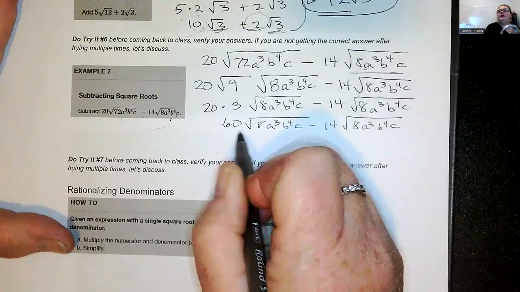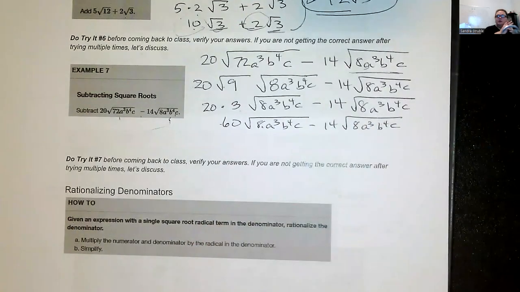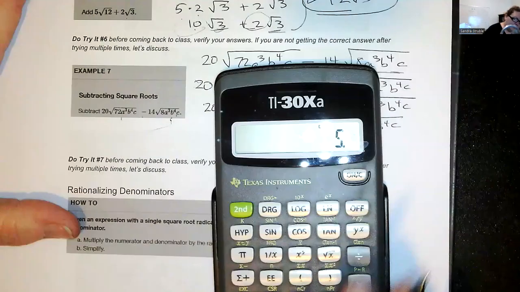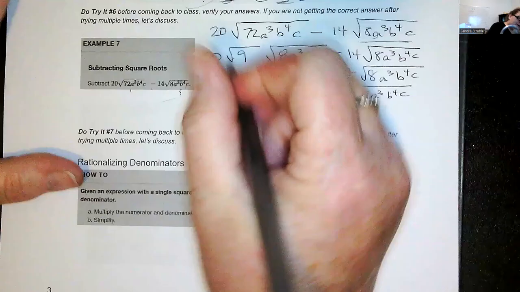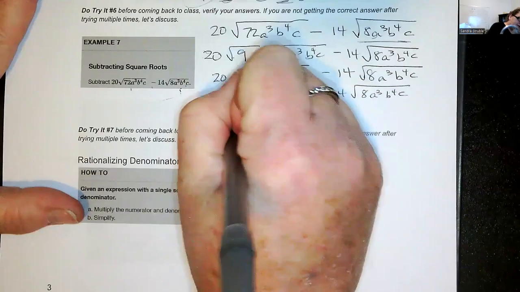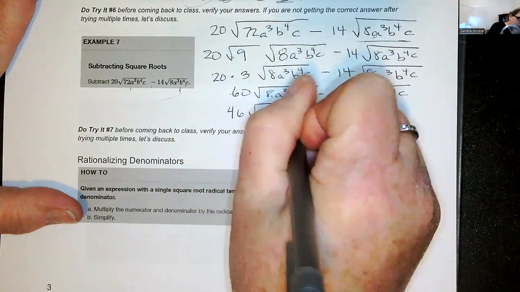All right, now what's underneath the radical is exactly the same. I can combine the terms, 60 minus 14. I think that's 48. 46. I keep doing that. So that answer is 46 square root of 8 a cubed b^4 c.